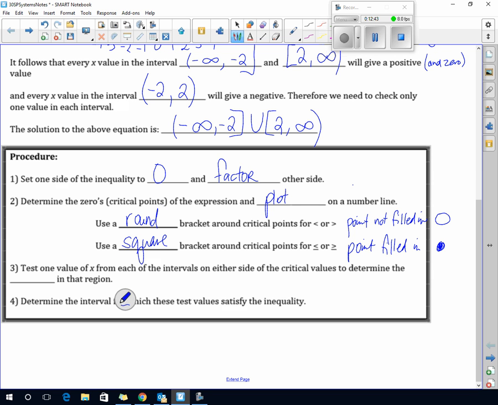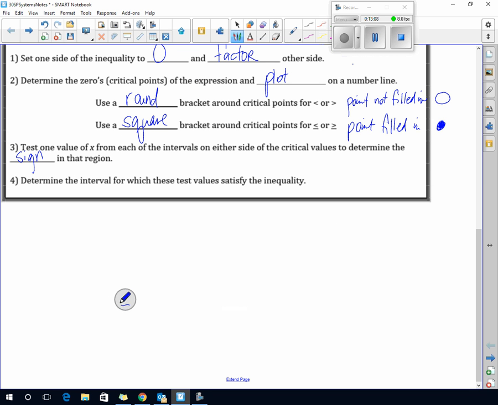Okay, then what we did, we tested one of the values of x in each of the intervals to determine the sign of that region. And then determine the interval for which the test values satisfy the inequality. So you're looking where is it positive and 0, or just positive, or negative and 0, or just negative. Okay, let's do the next example.